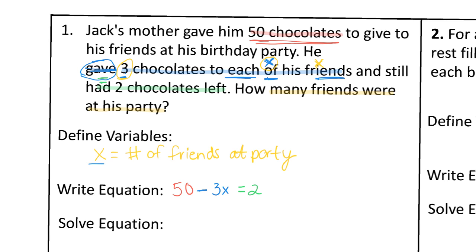Okay. You could also have written this another way. You could have said, well, we gave 3 to each friend. We had 2 left, and we started with 50. So either equation, you're going to get the same answer. All right, so let's start solving this now.